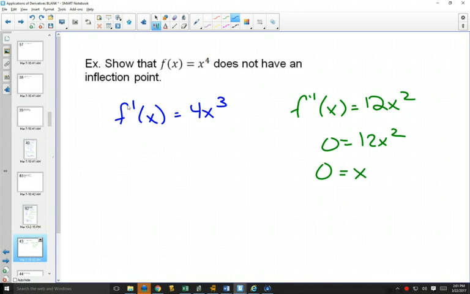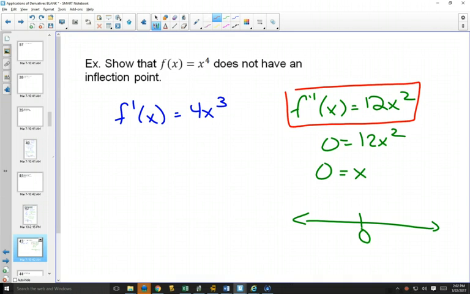To show that something is an inflection point, we mentioned before, it's not enough just to show the second derivative is equal to 0. That's one thing you have to show. You have to show a second thing. The second thing that you have to show is that it changes concavity at that point. However, if I put 0 on a number line and I plug values prior to 0 into my second derivative, well, anything less than 0 is going to be positive.